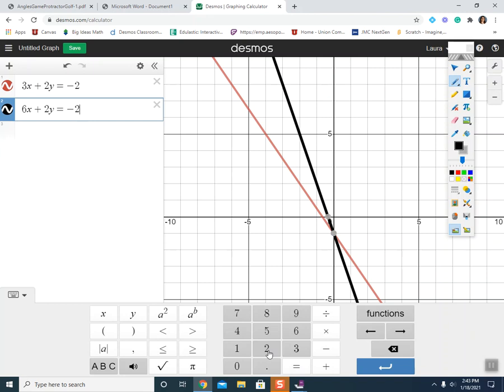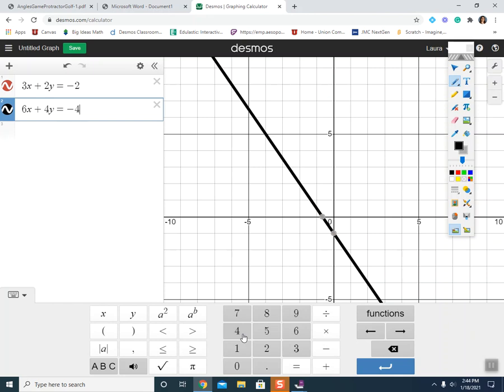What I want is to be able to change it so that the line stays the same. So in that case, what I have to do is I have to make sure that I multiply the whole thing. So if I multiply the whole thing by 2, I have 6x plus 4y equals negative 4. Now I have the same line. See, it just drew the line on top of the one I already had.